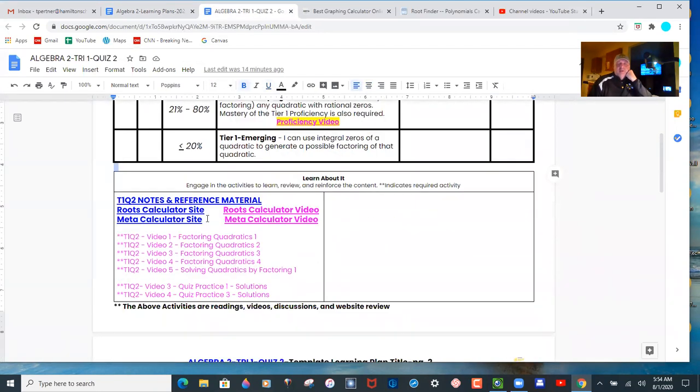You need to make sure, if I can't copy it off, and who knows, with shortages the way they are, I'm probably not going to be able to make copies. I hope I am, but these notes and reference materials, you need to at least print that off so that you can have that handy.